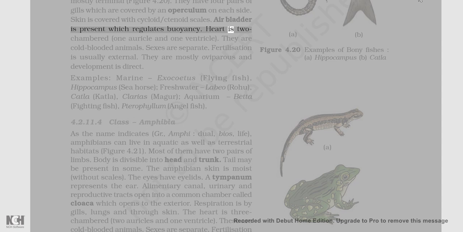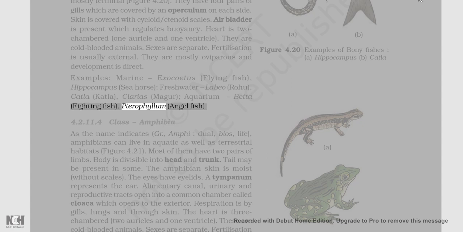They are cold-blooded animals. Sexes are separate. Fertilization is usually external. They are mostly oviparous and development is direct. Examples: marine, Exocoetus, flying fish, Hippocampus, seahorse; freshwater, Labeo, rohu, Catla, Clarias, magur; aquarium, Betta, fighting fish, Pterophyllum, angelfish.